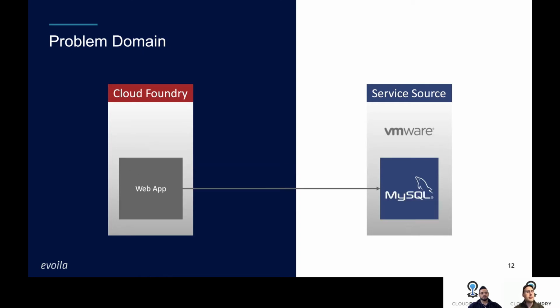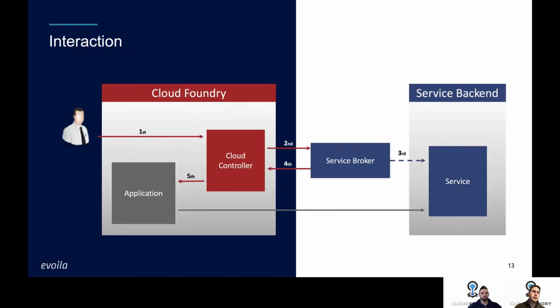So, for example, I have a web app and want to use a MySQL database which runs on an IaaS vendor like VMware vSphere. So, how do we solve it in Cloud Foundry? I'm the developer and I go to Cloud Foundry and say, hey, Cloud Foundry, can I have a service instance? Then the Cloud Controller, which is part of the Cloud Foundry installation, knows someone who knows how to create this service instance, which is the service broker.